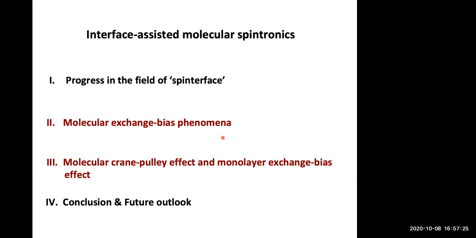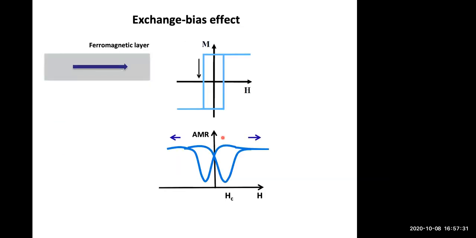So before I move on to molecular exchange bias phenomena, let me give you a brief overview of what exchange bias is. If I take a ferromagnet, which has this magnetization, and I measure its magnetization versus field using SQUID or VSM, you will see a hysteresis response like this. Or you could measure the resistance of this film as a function of field, and you'll see an anisotropic magnetoresistance where the dip or the peak, I'm just giving an example of a dip, happens around the switching field of the ferromagnet. This is very well known.